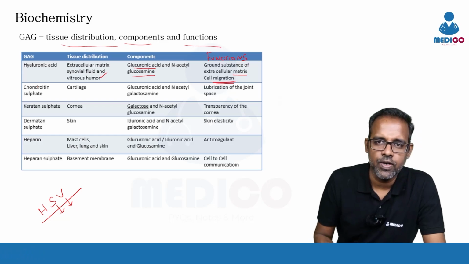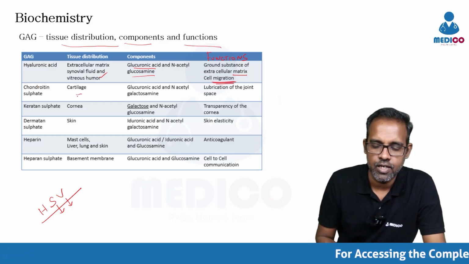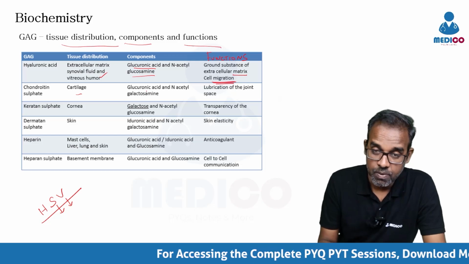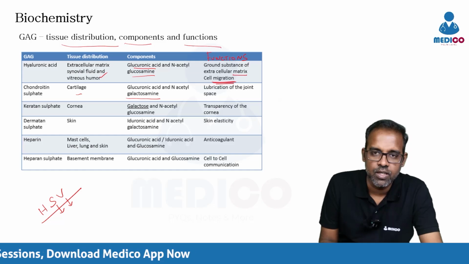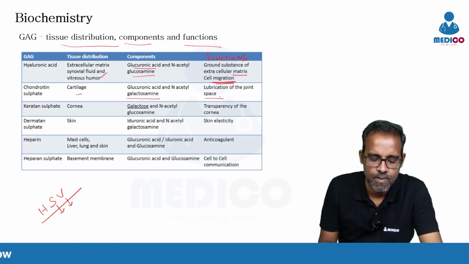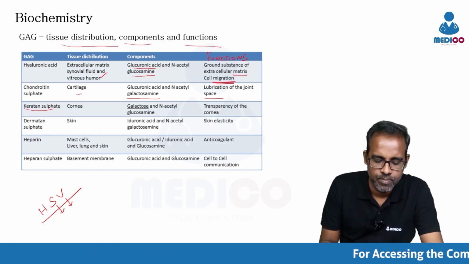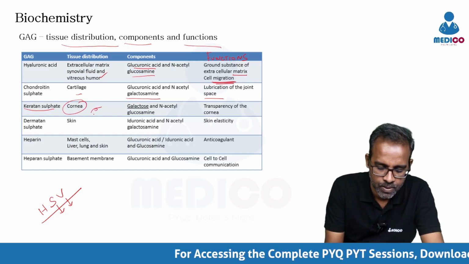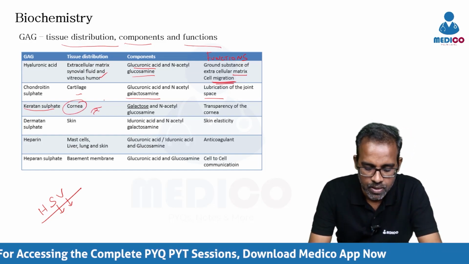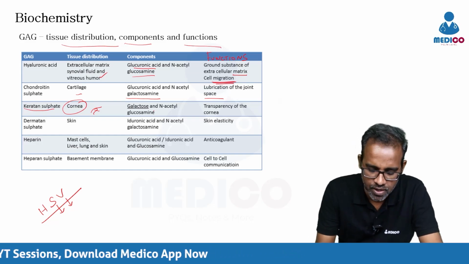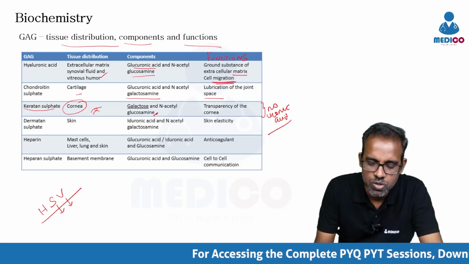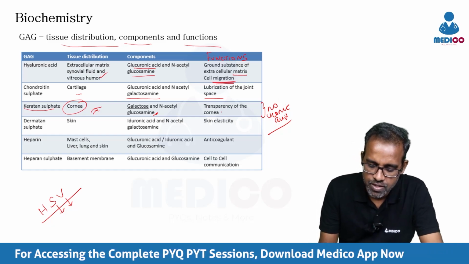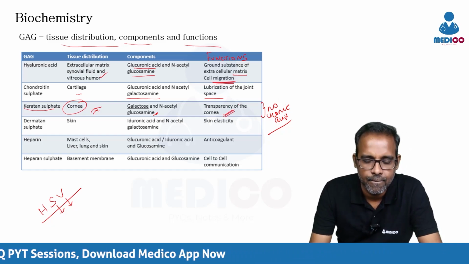Chondroitin sulfate, as the name suggests, is present in cartilage. It is made up of glucuronic acid and N-acetyl galactosamine. Since chondroitin sulfate is present in the cartilage, it helps in the lubrication of the joint space. Keratin sulfate is present in the cornea. It is made up of galactose and N-acetyl glucosamine. So there's one difference here: it is not made up of uronic acid. It is made up of galactose and N-acetyl glucosamine. So this is responsible for maintaining the transparency of the cornea.